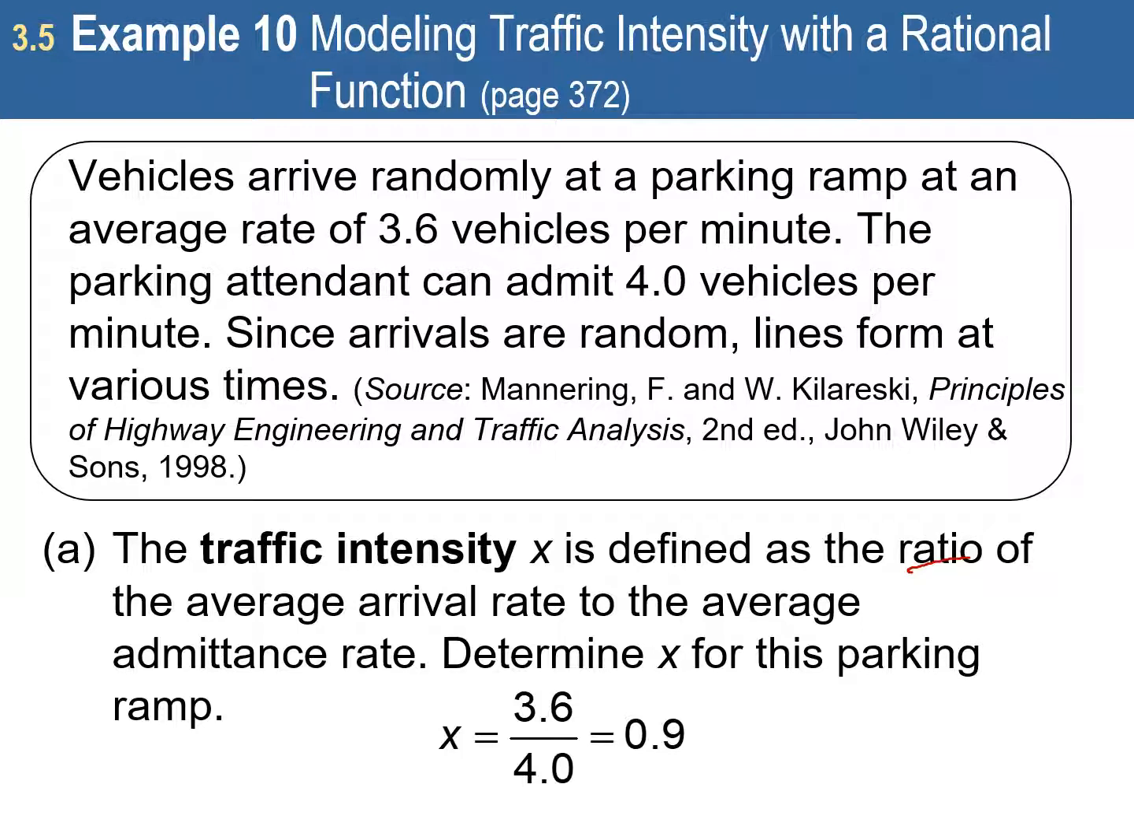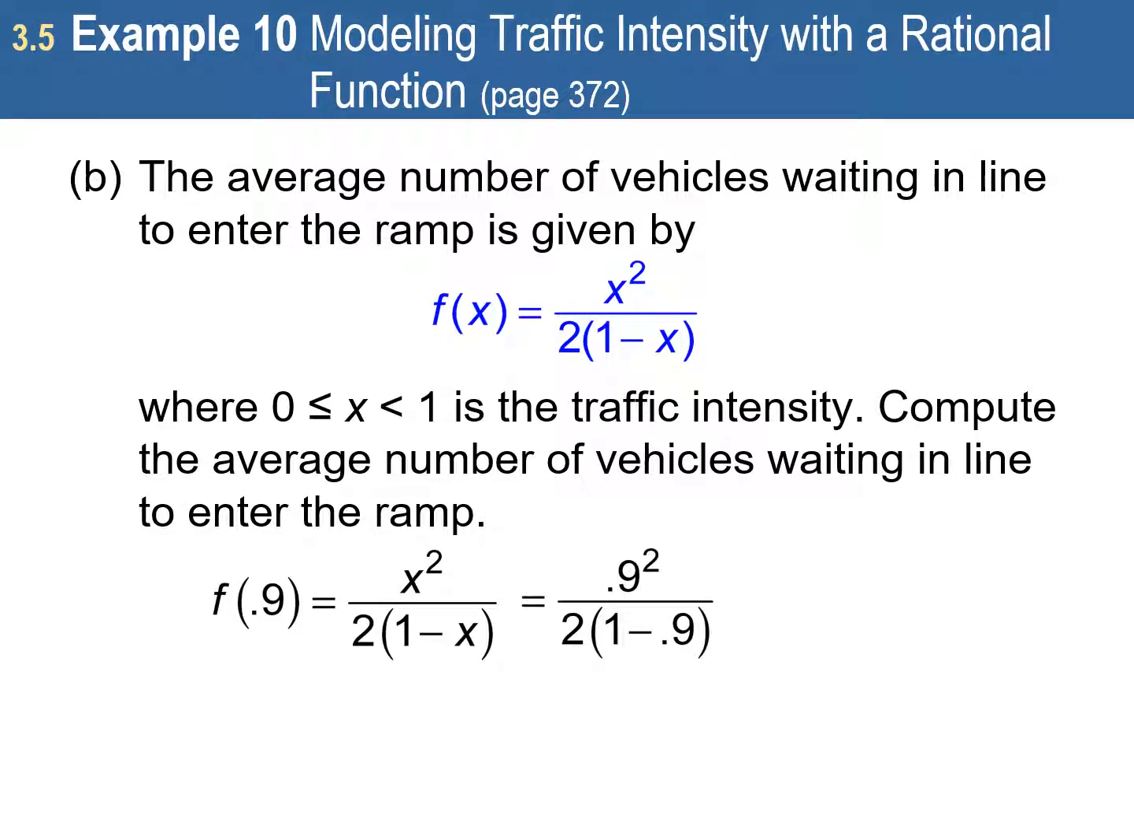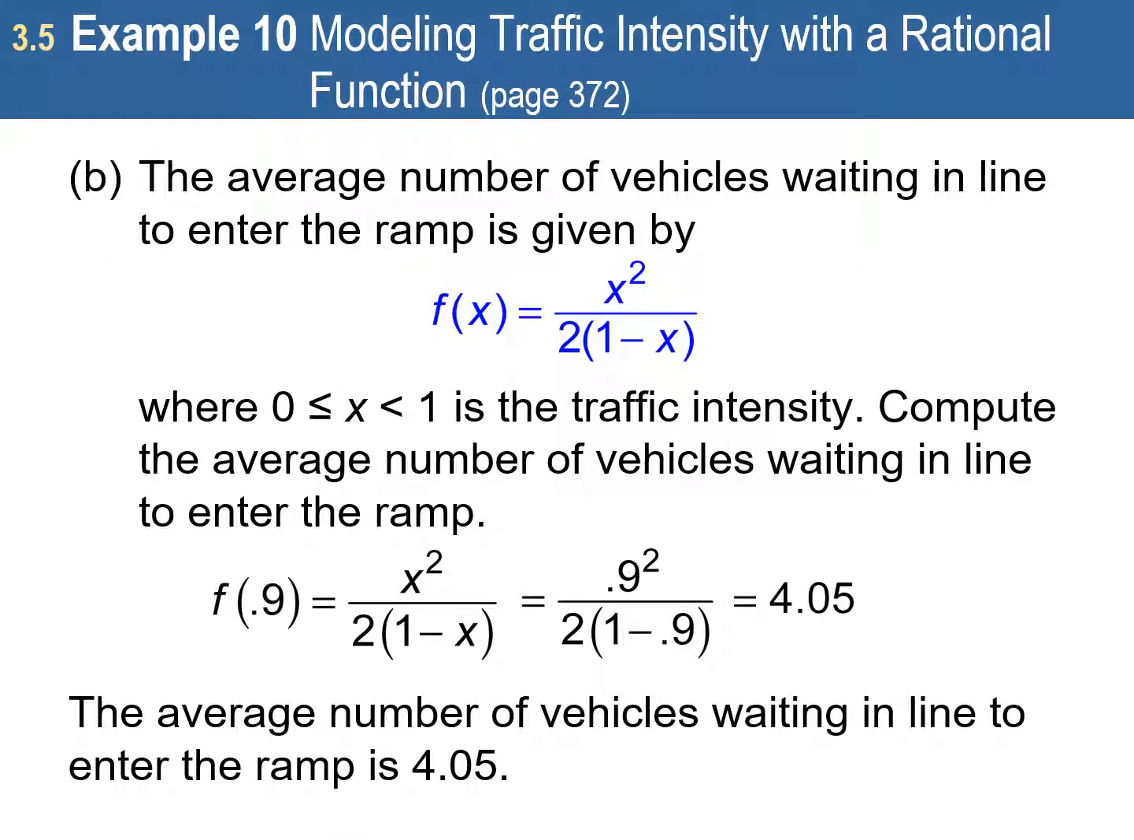So X is 0.9. The average number of vehicles waiting in line to enter the ramp is given by x squared divided by 2 times 1 minus x, where x is the intensity of the traffic. Now, suppose I want to compute the average number of vehicles waiting in line to enter the ramp. So f of 0.9 is x squared divided by 2 times 1 minus x. I put 0.9 in there, and I get 4.05. So the average number of vehicles waiting in line to enter the ramp is 4.05.